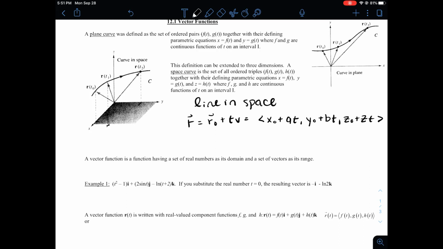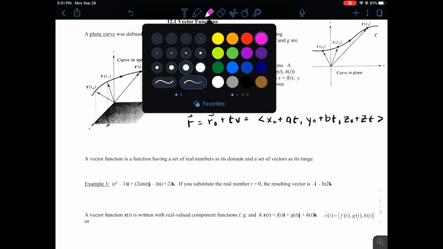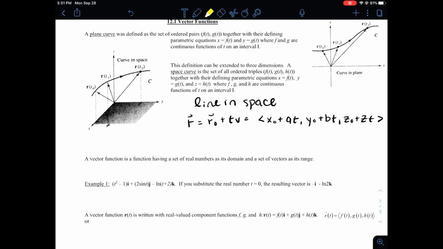It was a function of time. We want to do things more complicated than that. We would like to do some kind of curve in space. So we can extend this definition to be a space curve, where we have a vector equation, but we can define it as a set of parametric equations, just like we did with a line. X equals f of t, y equals g of t, another function, z equals h of t. And f, g, and h are continuous functions on an interval.